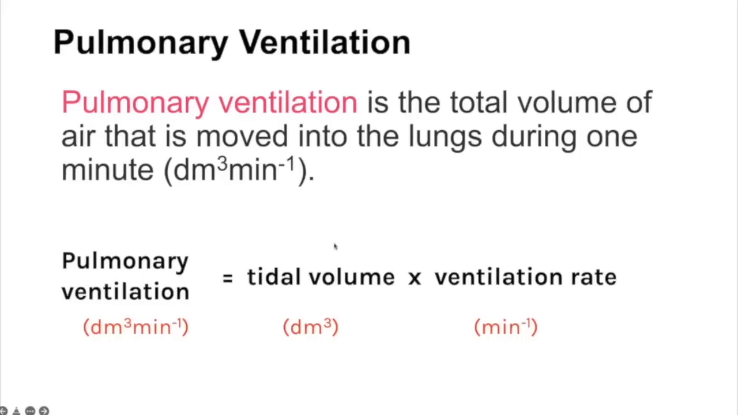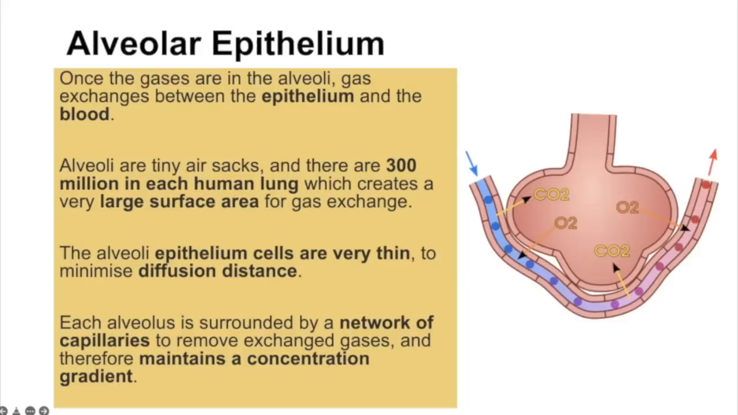Now, the pulmonary ventilation calculation is one that you do need to know, and it's the total volume of air that's moved into the lungs during 1 minute. And the units would be decimeters cubed per minute. So to work this out, you would be doing the tidal volume times the ventilation rate. So tidal volume is the total volume of air, and the ventilation rate is how many times you breathe per minute.